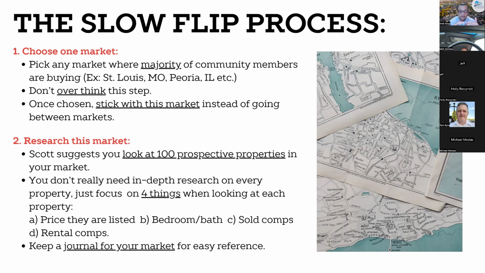Once you start doing that, you will start seeing patterns. You will start seeing that a 3 bedroom comes at this price range, and this is what it's renting for. A 2 bedroom comes on the market at this price range, and on average, it's renting for this much. So you will have these reference points, basically data. And remember, with data, you can do a lot of things. So that's why step number 2 is research this market by looking at 100 prospective properties.